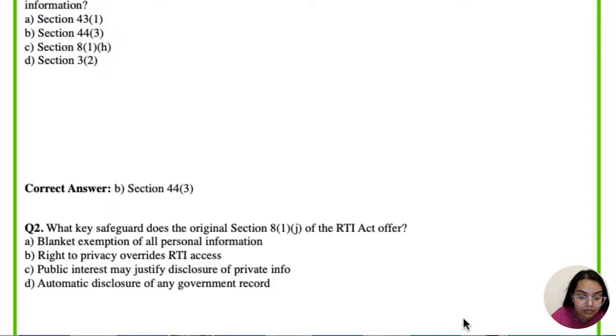The right answer to this one is C. What key safeguard does section 8(1)(j) of the RTI Act offer? It offers that public interest may justify disclosure of private info. You need to justify why this kind of private information is given. This is the key safeguard in the place. इनका भी नाम मैंने लिया था. If you remember while I was explaining, or if you remember what you read.